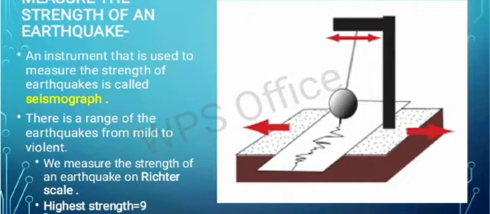Children, all earthquakes are not equally strong. So how do we measure the strength of earthquakes? We can measure the strength of an earthquake with the help of an instrument called a seismograph. We measure the strength of an earthquake on the Richter scale. The highest strength of an earthquake measures 9 on the Richter scale.